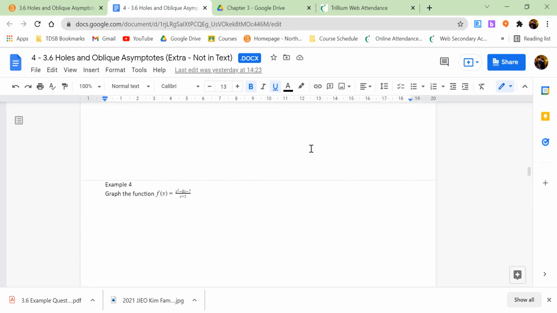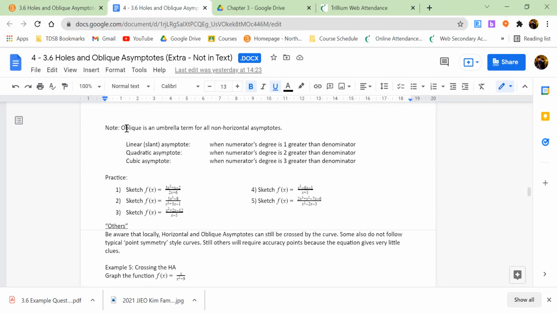Come take a look here. By definition, oblique is an umbrella term for all non-horizontal asymptotes. You will get a straight line diagonal asymptote if the degree is 1 greater. If the degree is 2 greater, x to the power of 2, you're going to get a parabolic end behavior. If it's x to the power of 3, you'll see something like this, so on and so forth. I'm jumping the gun. Let's try the simplest example, and then you can start wrapping your head around different shapes. Let's take it slow here.